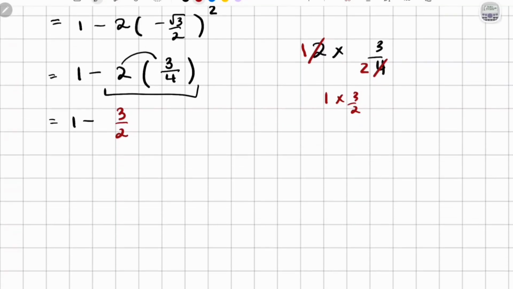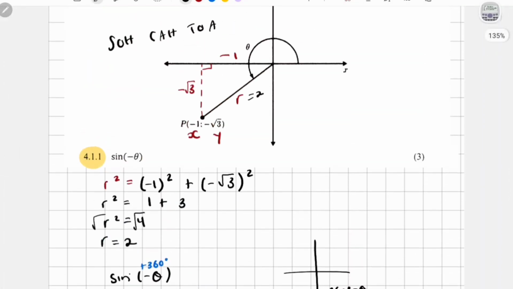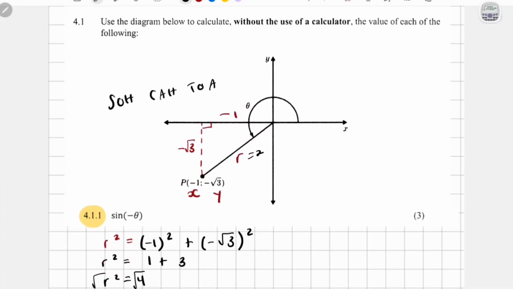And then what is 1 minus 3 over 2? You can change 1 into 2 over 2. That is still 1. And if you're subtracting, you subtract the numerators, leave the denominator the same. So 2 minus 3 is negative 1 over, and then just 2. And that's your answer. Negative a half would be your answer. Okay, so that is it. I think for the trig diagram, that's it.